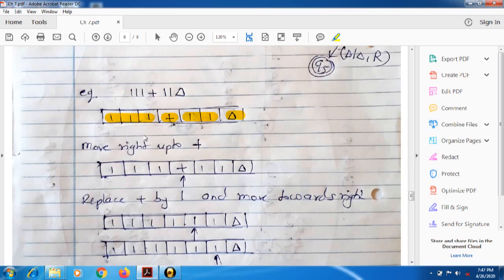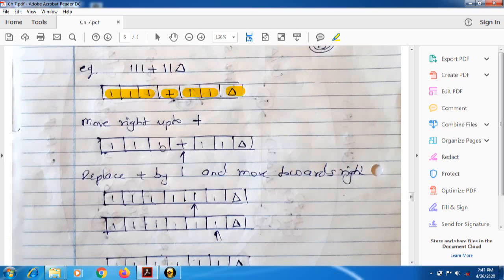Next, what we have to consider: whenever we get the plus symbol, we have to replace it by 1. So whenever we have the plus symbol on our tape, in that case we have to replace the plus symbol by 1, means digit 1. Then again we move towards the right side. Yes, after that, suppose there are 3 numbers, in that case also you have to replace the plus symbol by 1.